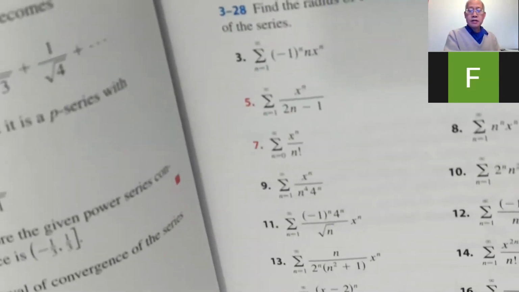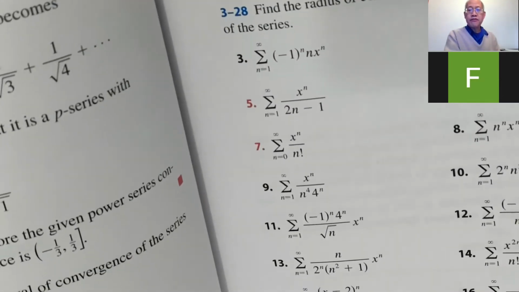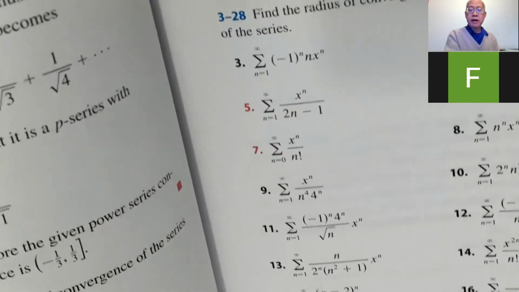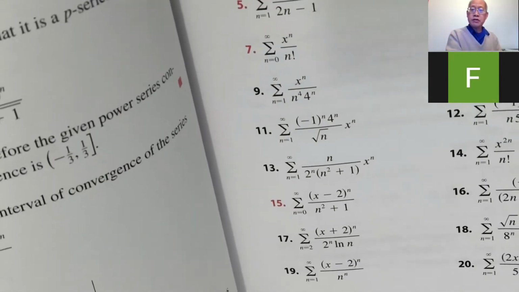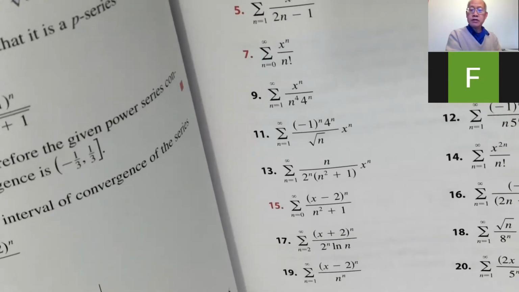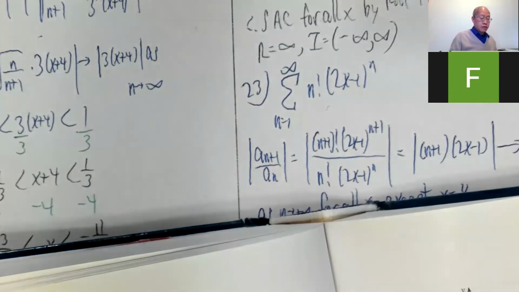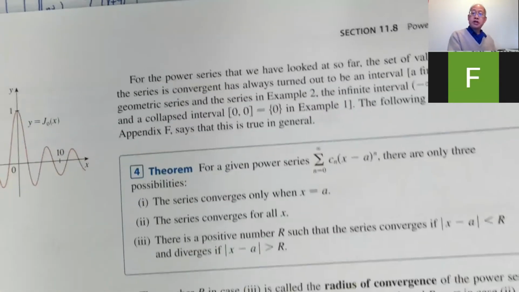Something like 9, you're centered at 0. 5, you're centered at 0. 3, you're centered at 0. It doesn't go x plus something or x minus something, right? 15, you're centered at 2. 17, you're centered at -2, and so on. Okay. So for this section, there are 3 cases. Put this on your cheat sheet if you wish.